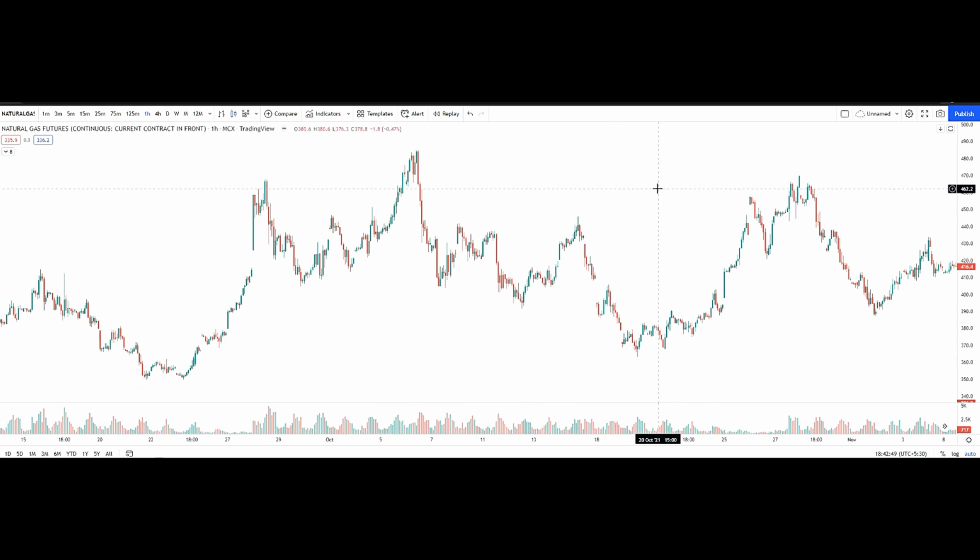This is chart of natural gas. This is hourly chart. And this is commodity. So I use hourly chart here. At this place we can see there was a downtrend. We can see this is bottom.